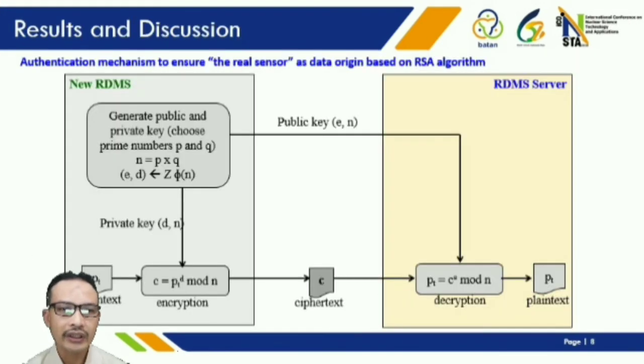This slide describes our protocol for authentication. The source of the data, the real sensor, the authorized sensor, should be authorized first before it joins the system. So we can make sure that the radiation monitoring data comes from the authorized or registered sensor, not from the attacker or others.